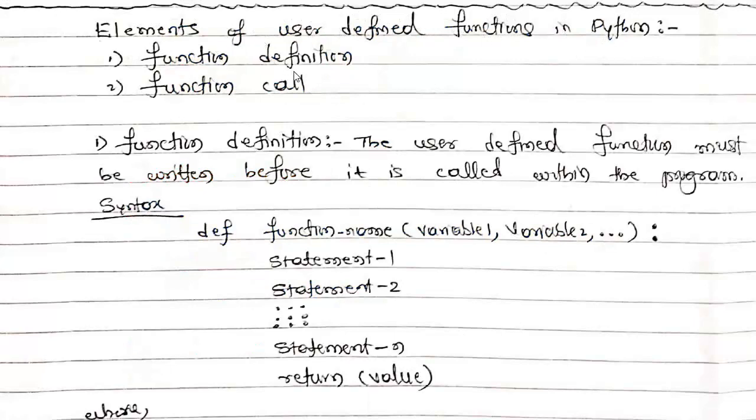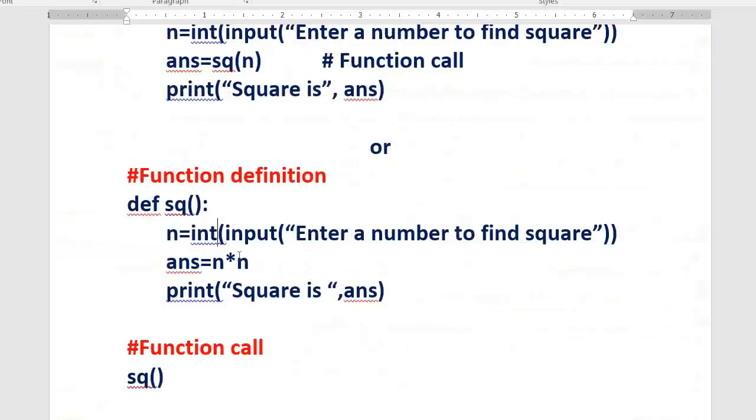First we need to write the function, then call it. What is function definition? The user defined function must be written before it is called within the main program. Without defining a function, if you call it here, an error occurs. First your duty is to create a function, afterwards you can call it. This is what we call function definition.